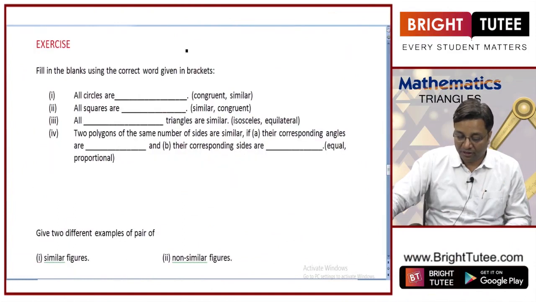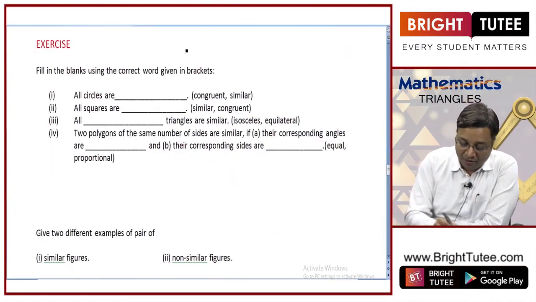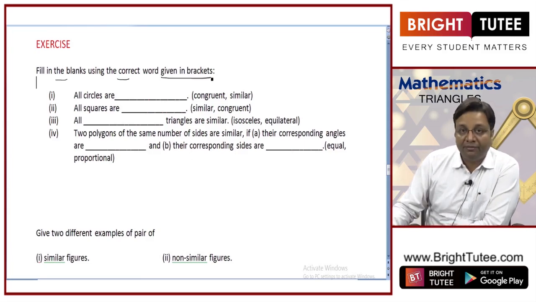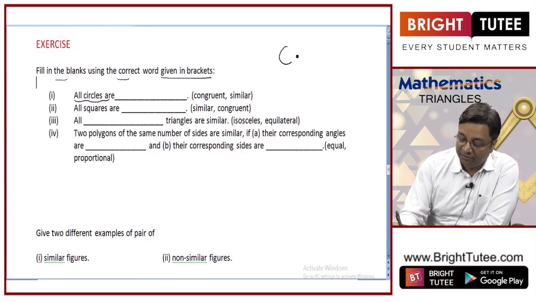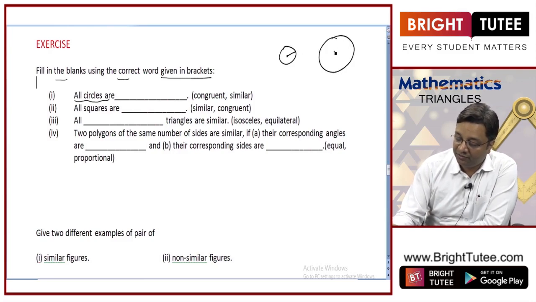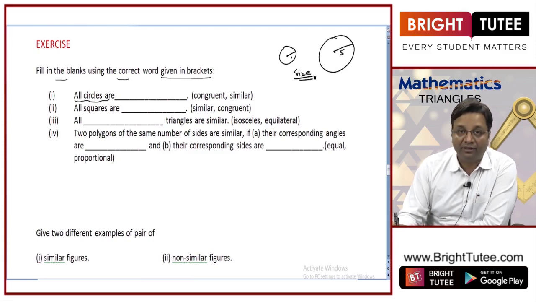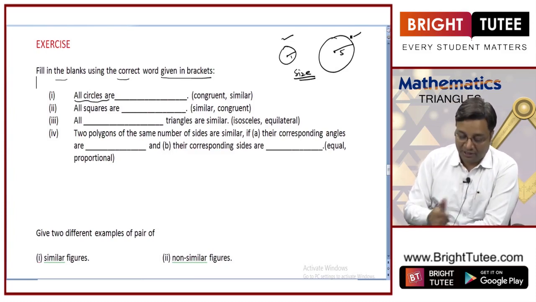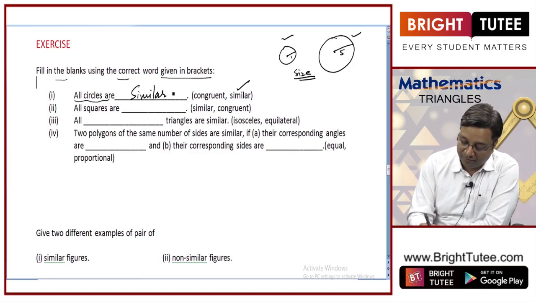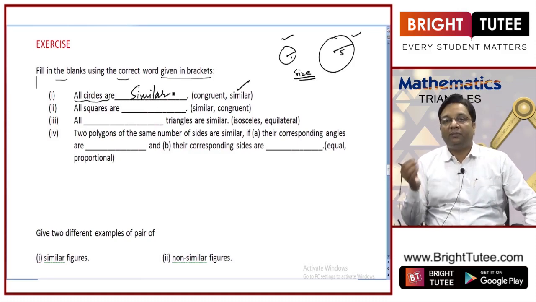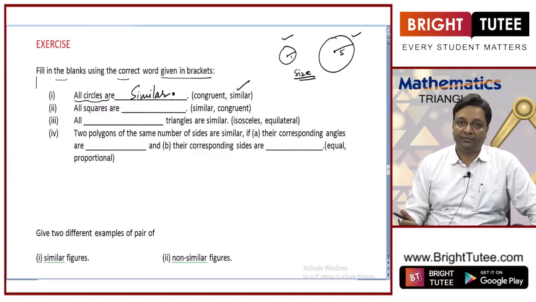Now, let us look at this question here. Fill in the blanks using the correct word given in the brackets. So, all the circles are congruent or similar. All the circles cannot be congruent, right? The circle can be of 1 centimeter radius, 5 centimeter radius. Let us say this is 1 centimeter, this is 5 centimeter. So, their size is different, right? And these are two circles. So, the shape is same, but the size is different. So, all the circles are necessarily similar, but may or may not be congruent depending on the radii of the circles, right?